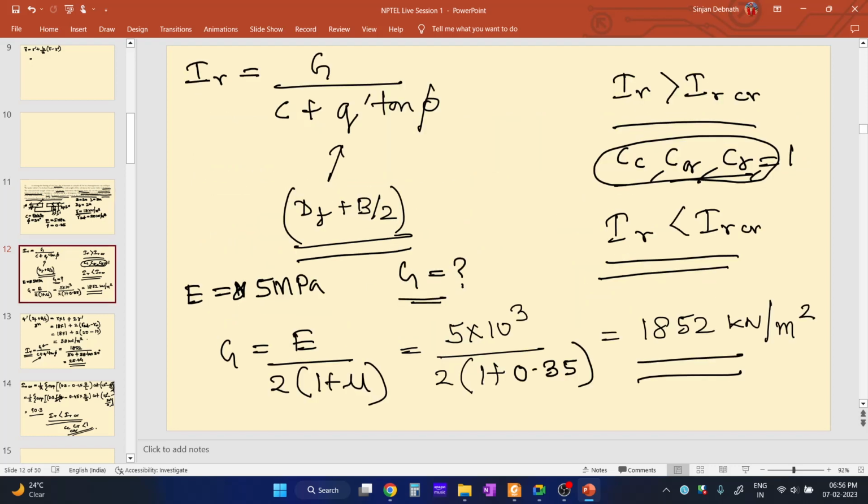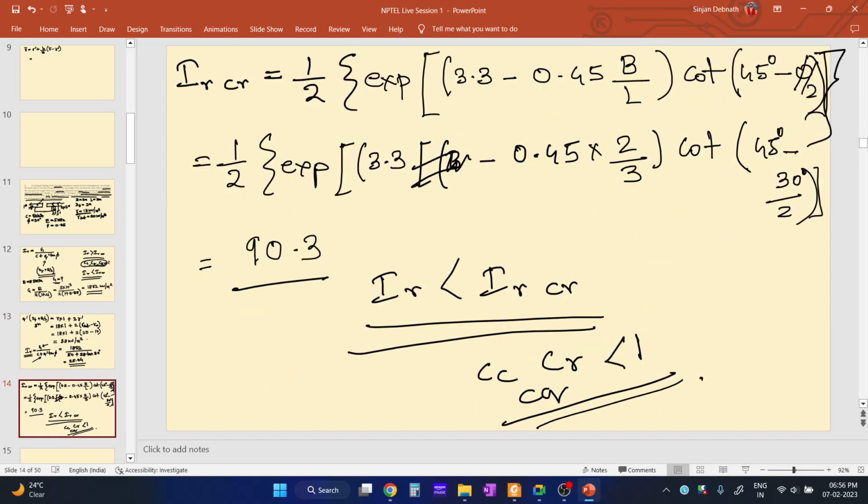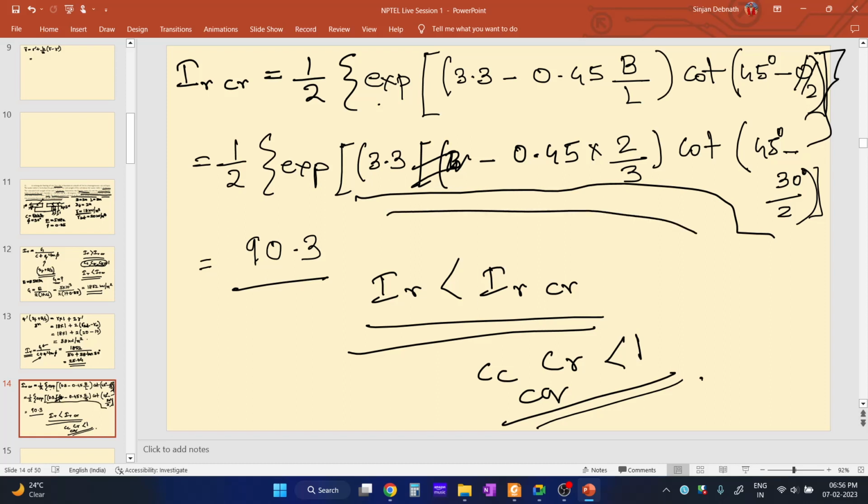So, what is EXP? Exp means e, exponent, that is e to the power of this. Calculate this part and then take e to the power of that value.